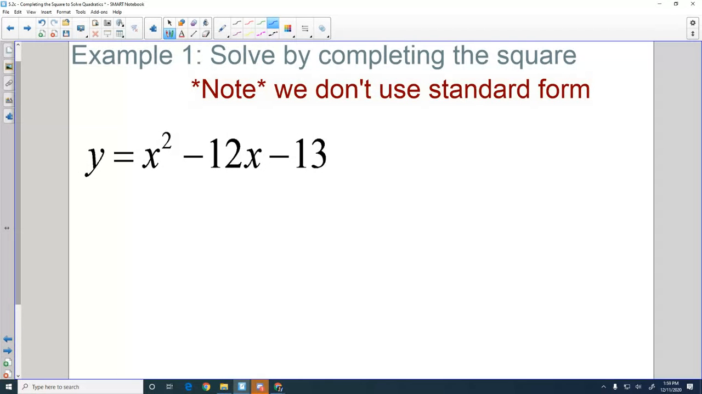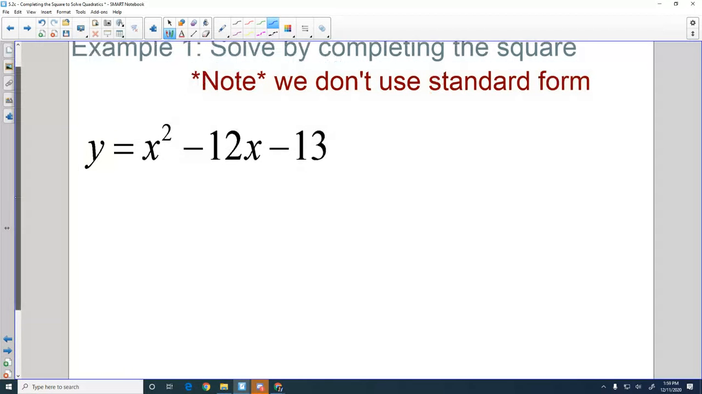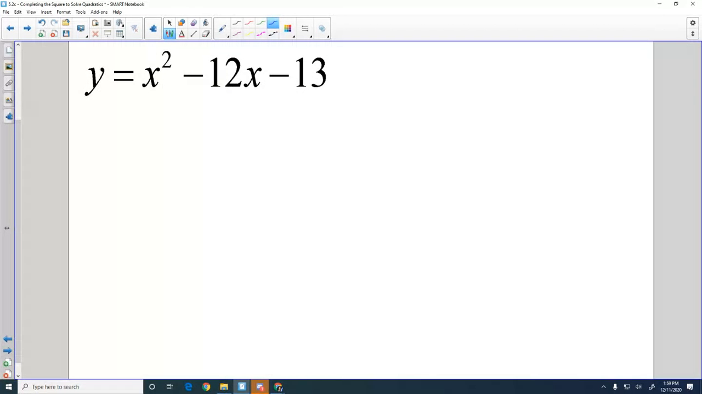Are you ready? Here we go. First, we need to complete the square to get this in vertex form. What I'm going to do is get rid of that constant, negative 13. How to get rid of it? We add it to both sides. Now, I'm going to show you one thing that's a little bit different here, because we're actually solving.